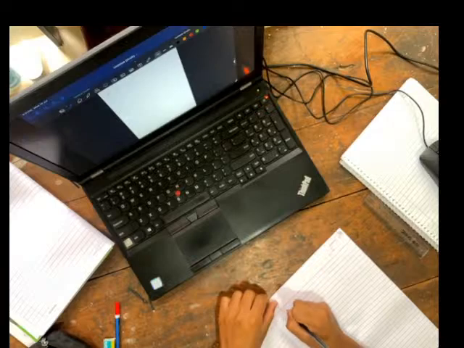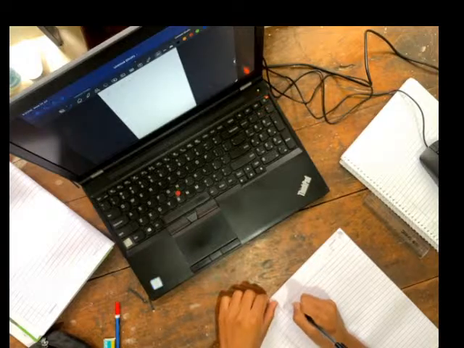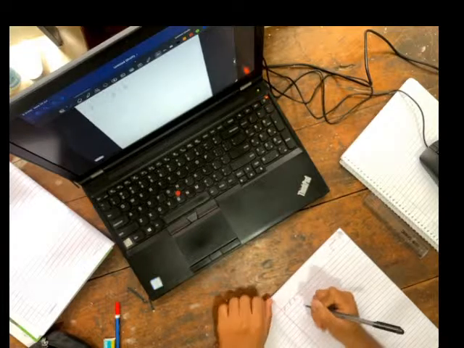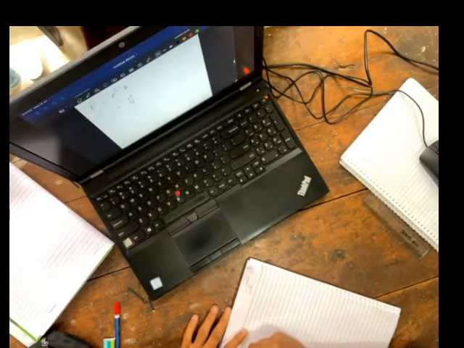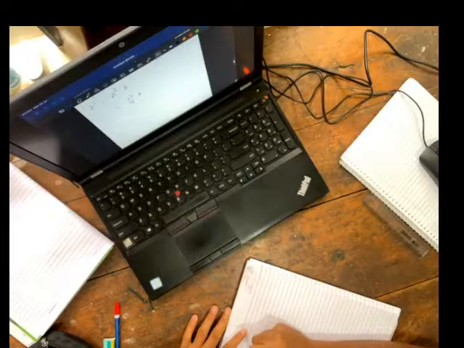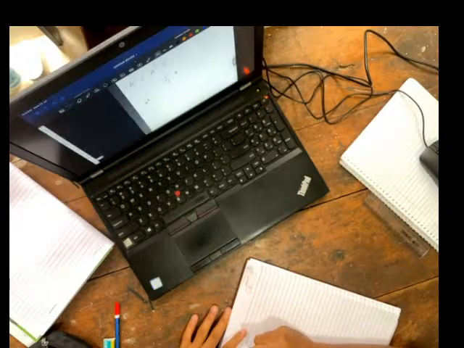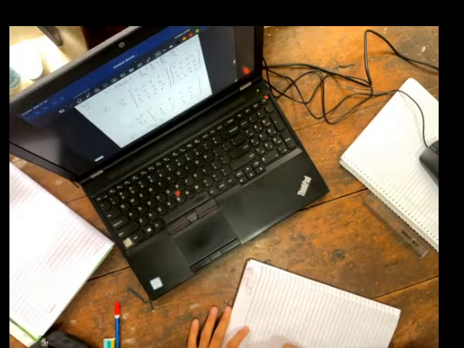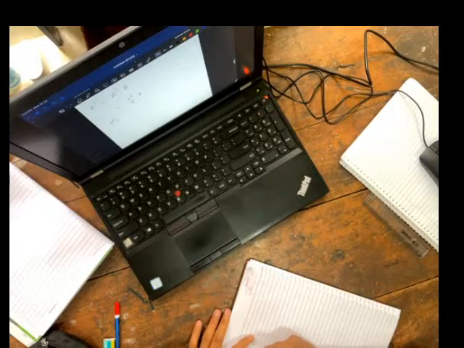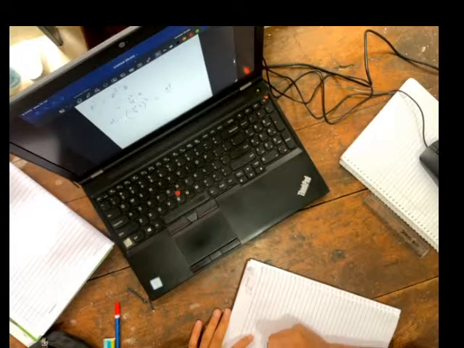Now what's my A cube? A cube is simply A square times A. A square we have found out as minus pi square by 16 times identity, times A itself, right? And A4 is simply A square squared, which is minus pi square by 16 times identity, squared. Like that, we can go on.